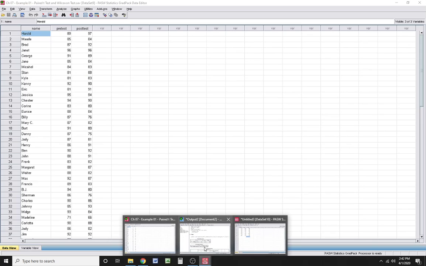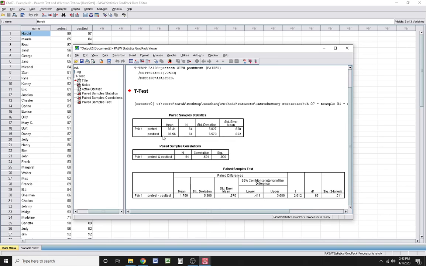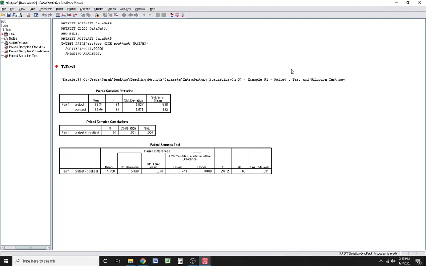So we say okay. Now I'm going to go to my output screen, and it says here that we ran a t-test. Up here, paired samples statistics. It tells you the mean for the pre-test score and the mean for the post-test score. It gives us our Ns and our standard deviations. So we can see here that the mean did go down. That was what we hypothesized. So we're going to go see if that was significant.